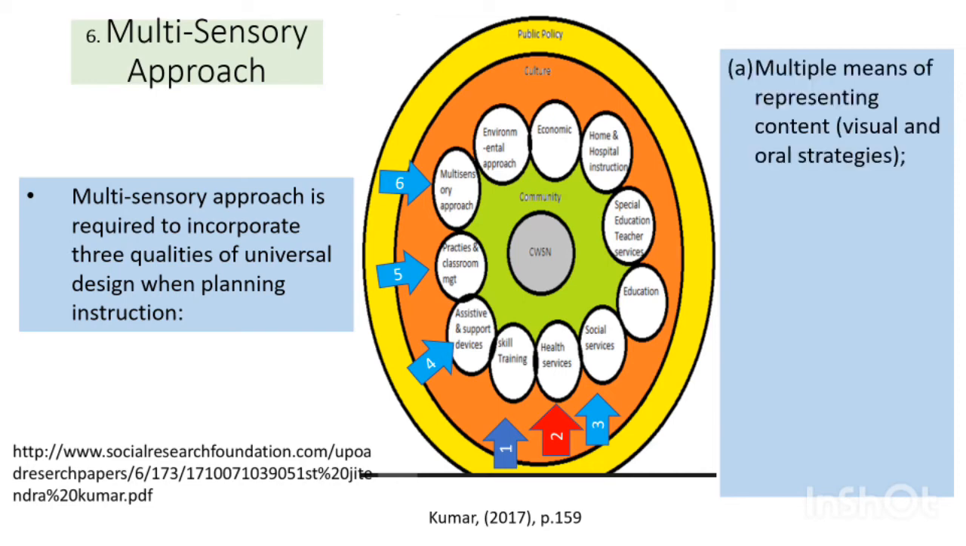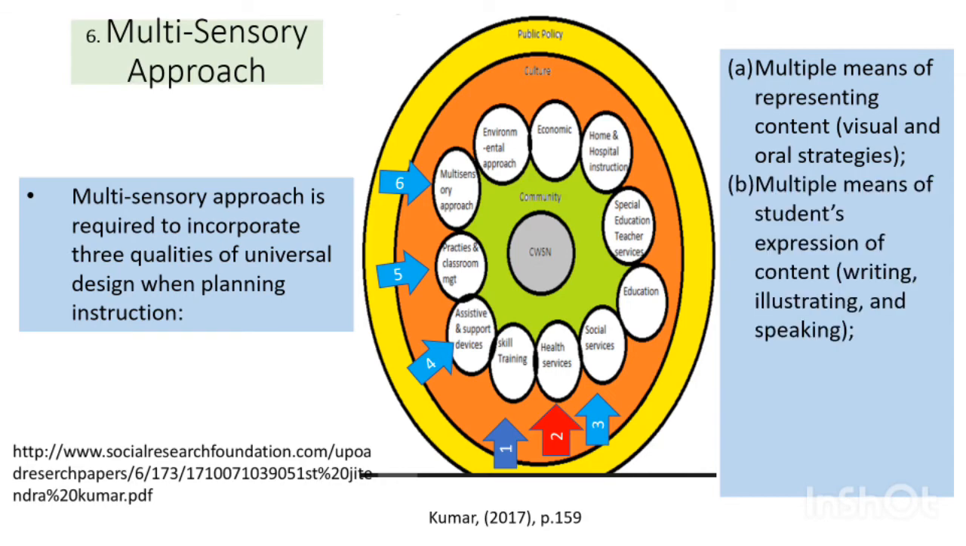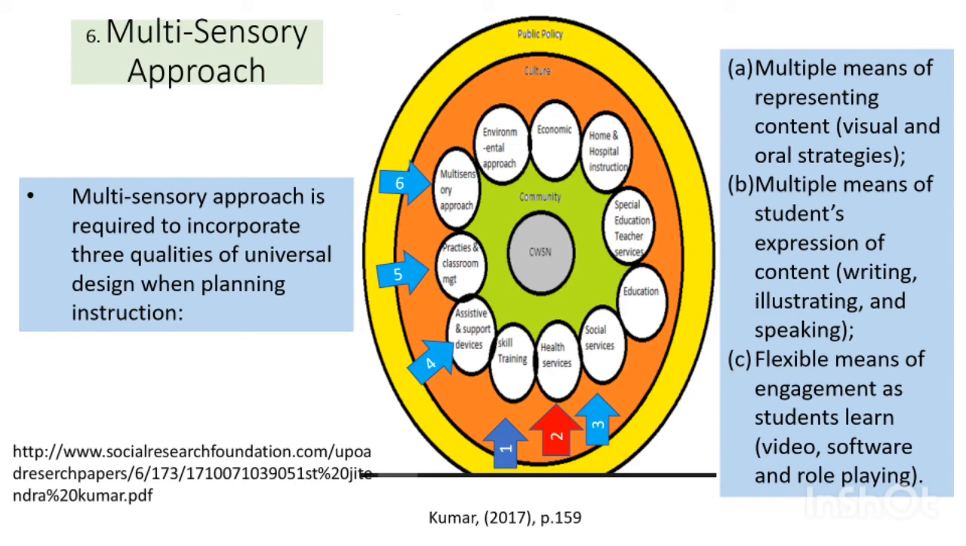And what are those universal design? We have the multiple means of representing content, visual and oral strategies. We must have the multiple means of the student's expression of content, writing, illustrating, and speaking. And the third one, we need to have the flexible needs of engagement as the students learn, video, software, and role-playing. So this is about the multisensory approach. For the children to learn more in an effective way, we need to use this one for them, the multisensory approach.